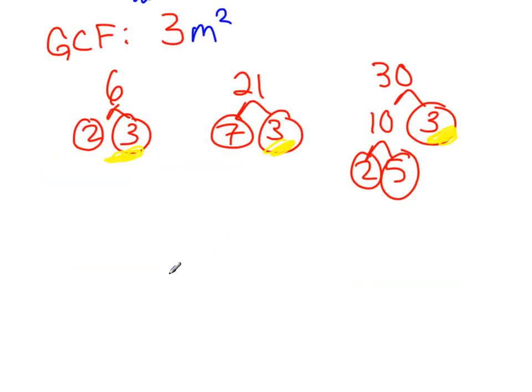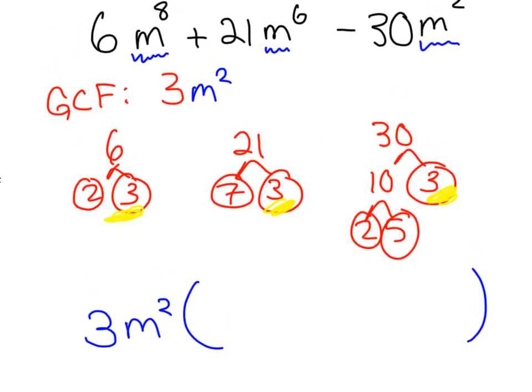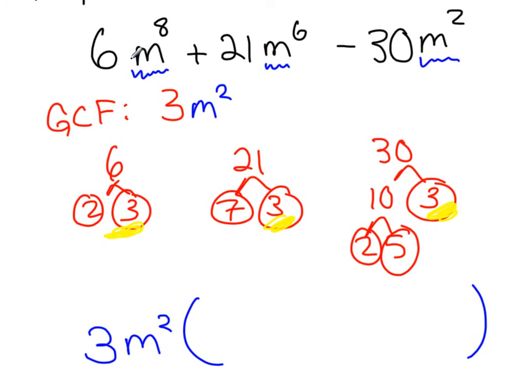Next step, we're going to factor out that 3m squared, write our parentheses, and now we get to ask ourselves, what times 3m squared will get us 6m to the 8th? So 3 times 2 will get us 6. We have m squared and we need m to the 8th. So when we multiply the same base, we add the exponents. So 2 plus what will get us 8? And that would be 6. So we have 2m to the 6.